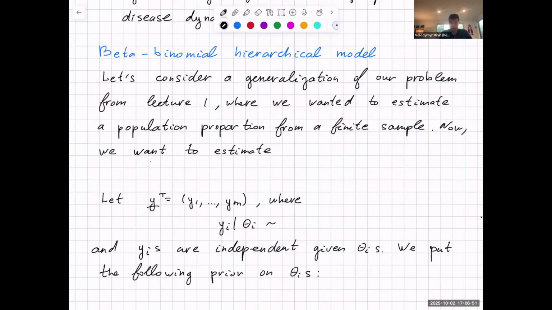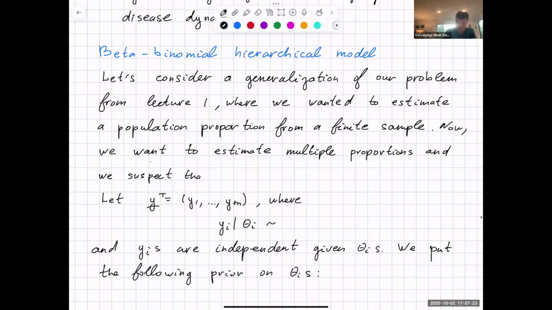So now we want to extend it just a little bit. We want to estimate multiple proportions. It's not much more complicated, but a little bit enough to cause us some problems. We're estimating multiple proportions, and we suspect that these proportions may be similar to each other. So they're somehow related. They're not just completely independent from each other. They may be similar in value.